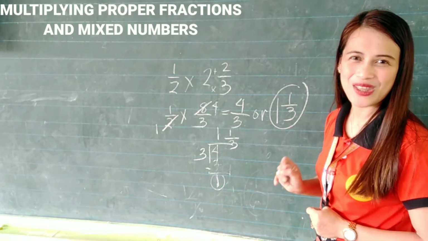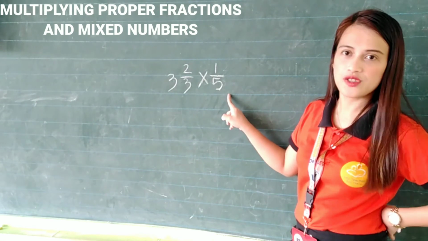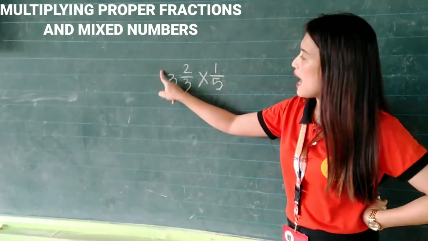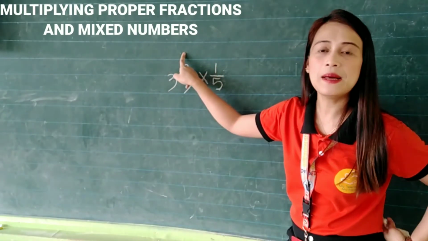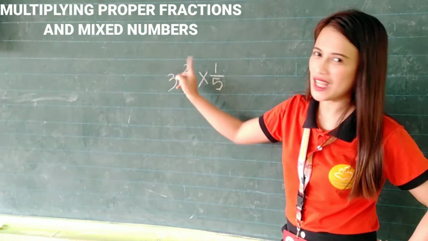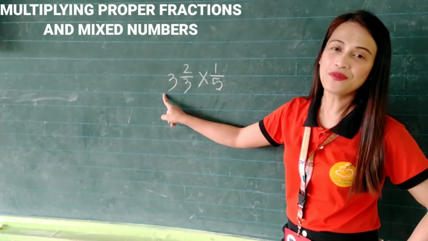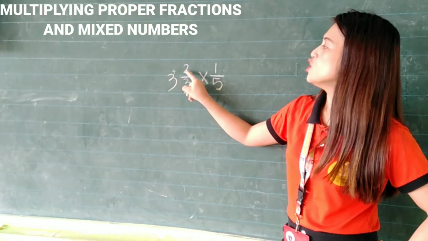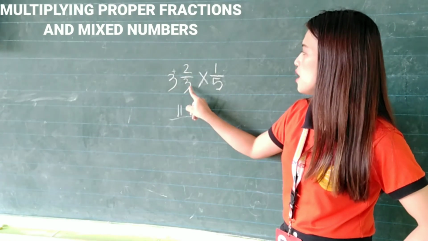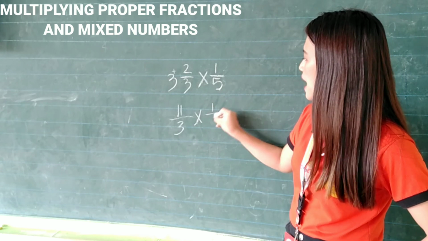Okay? So, let's have another example. 3 and 2/3 times 1/5. So, atong napansin na naay mixed number. So, kapag naay mixed number, i-change nato into improper fraction. Dili magdiritso og times. Okay? So, 3 times 3, 9 plus 2, 11 over 3. Times, kopyahan lang si 1 over 5.